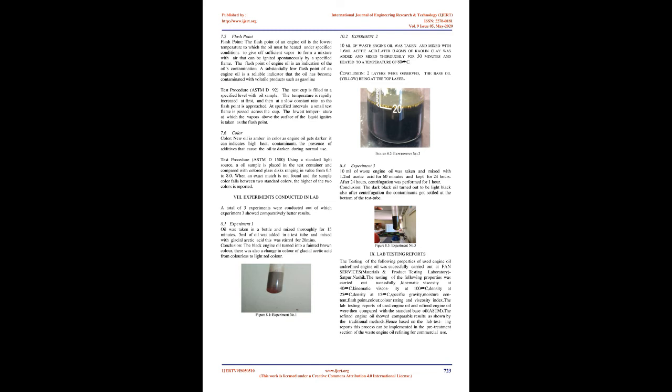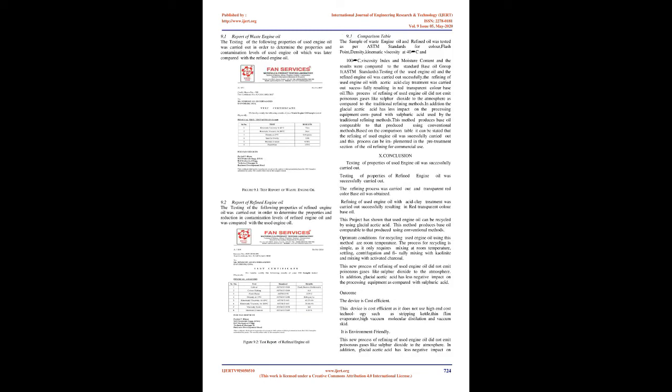7.6 Color. New oil is amber in color. As engine oil gets darker it can indicate high heat, contaminants, or the presence of additives that cause the oil to darken during normal use. Test procedure: ASTM D1500. Using a standard light source, an oil sample is placed in the test container and compared with colored glass discs ranging in value from 0.5 to 8.0. When an exact match is not found and the sample color falls between two standard colors, the higher of the two colors is reported.